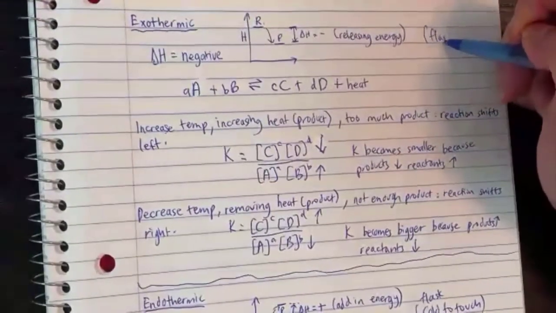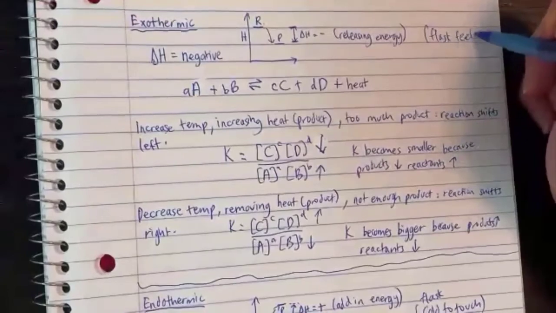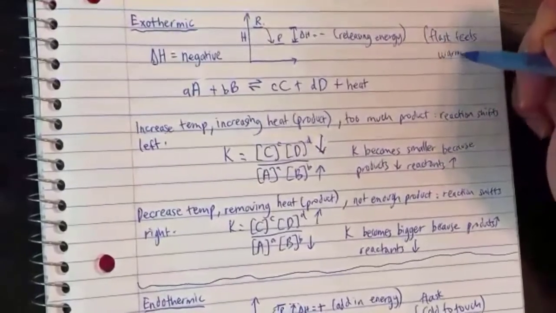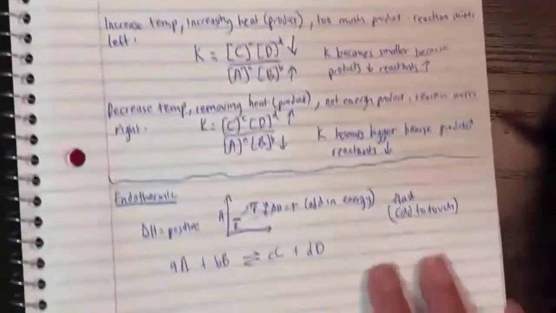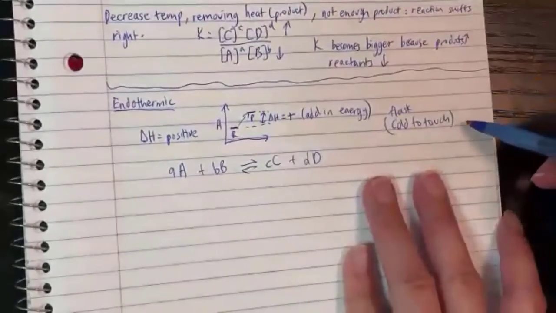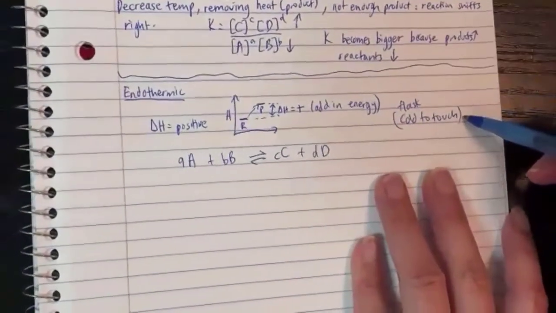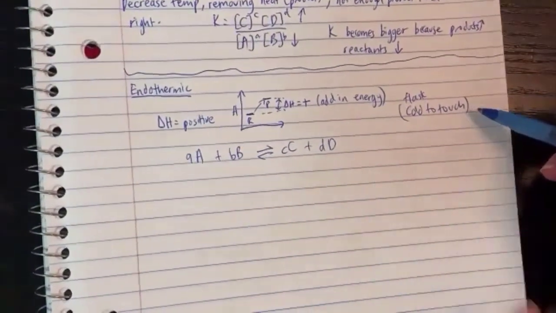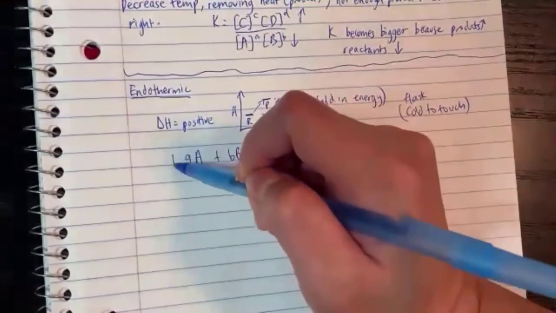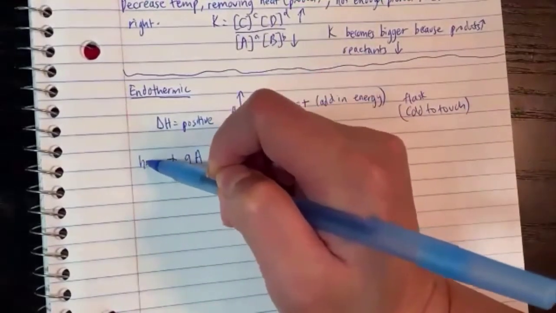So the flask feels hot, warmer, because it's releasing heat, you feel the heat. Okay? So for this one, the flask will be cooler because it's absorbing the heat away. So when you touch it, it's like, oh, it got colder. So that means heat is my reactant.